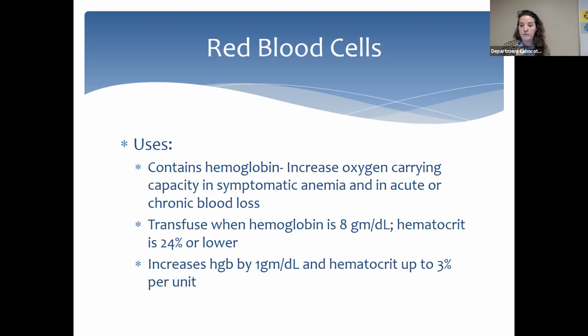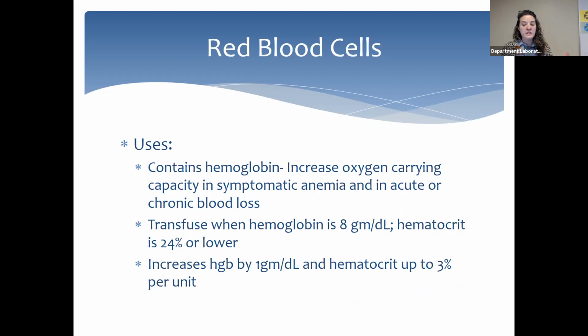So when would using red cells be appropriate? We've mentioned this before. If your patient needs a hemoglobin increase or oxygen carrying capabilities, maybe they've been involved in an acute or chronic blood loss situation, and we're more worried about their oxygen carrying capabilities than their overall circulatory volume, red cells are the most appropriate therapy for them.